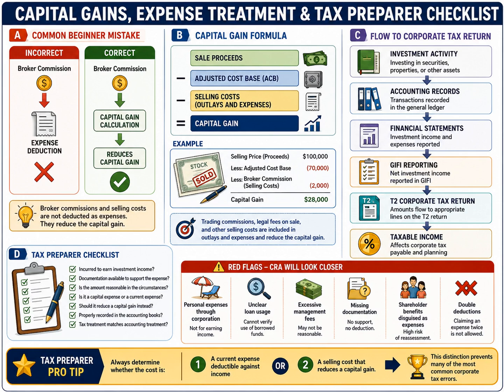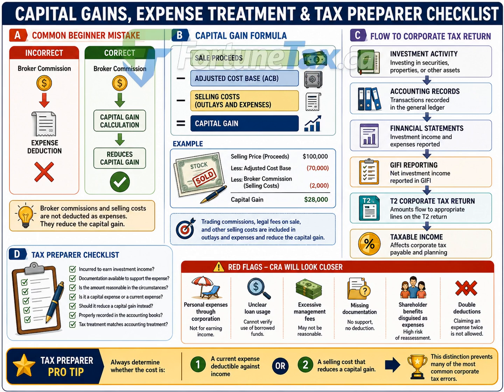At the bottom left, you'll find a practical checklist that every tax preparer should review before claiming investment-related expenses. Ask yourself, was the expense incurred to earn investment income? Is documentation available? Is the amount reasonable? Should it be treated as a current expense, or should it reduce a capital gain instead? And does the accounting treatment match the tax treatment?